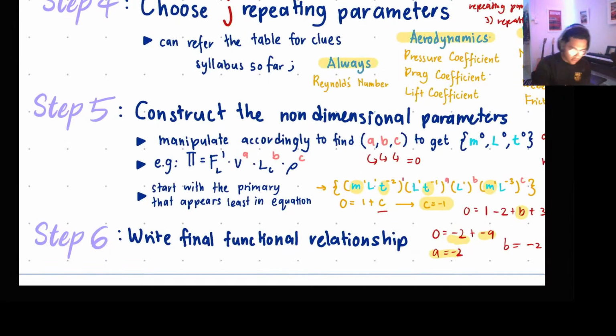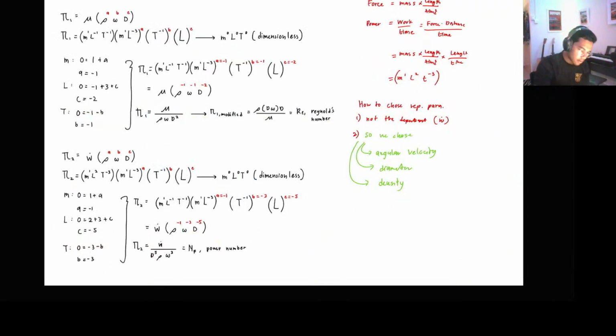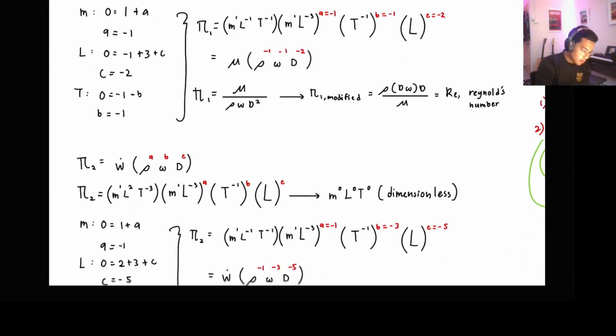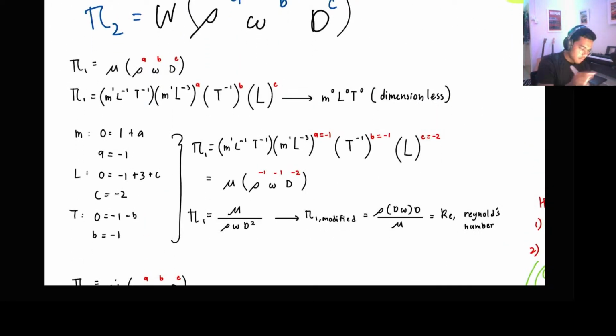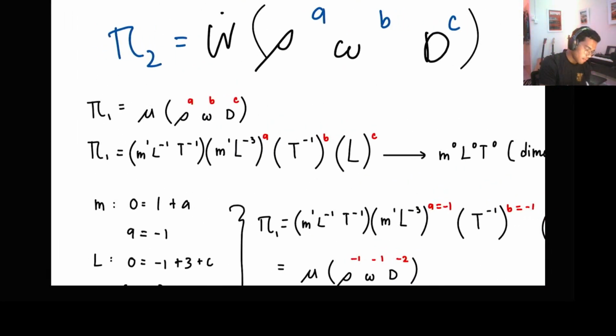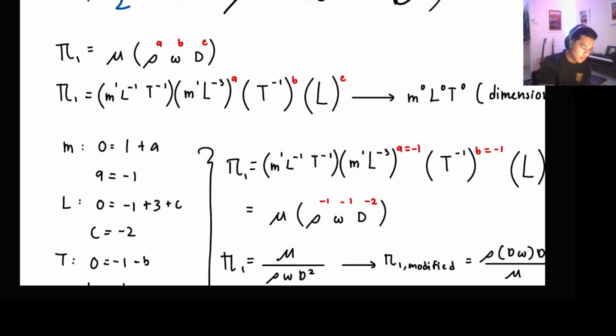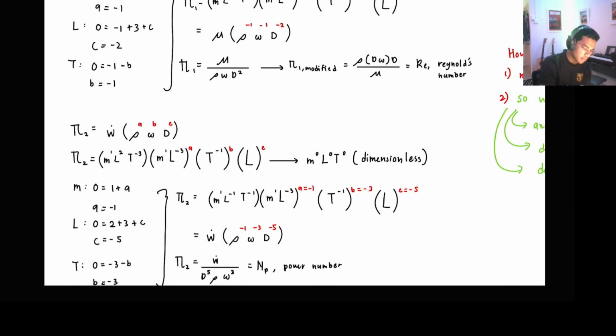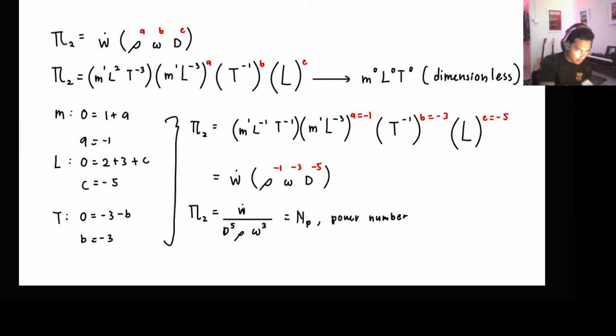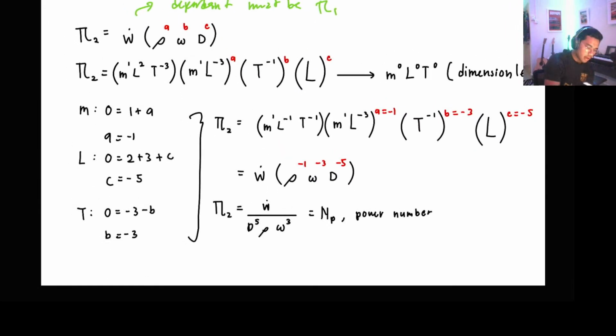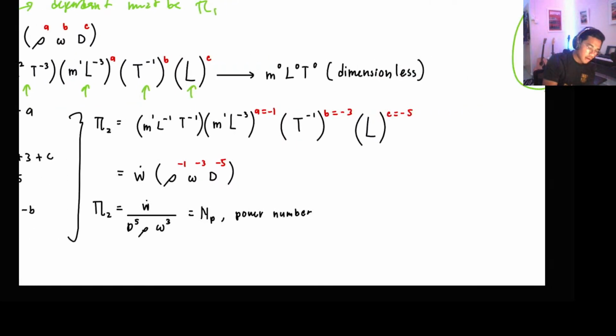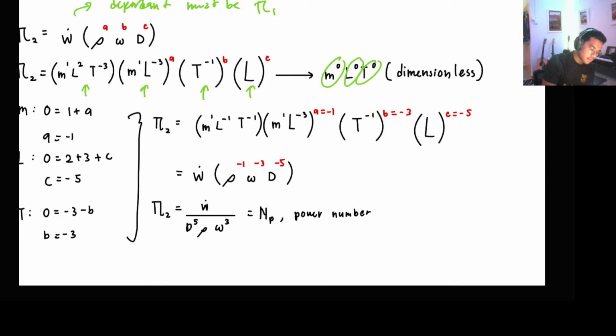Now step 5, construct the non-dimensional parameters. I started with pi1 for viscosity, because this will be equal to the Reynolds number, but never mind. We start with the shaft power, which is the dependent one. The dependent must be pi1. As we said, we need to list down all the dimensions here. We need to find M0, L0, T0.